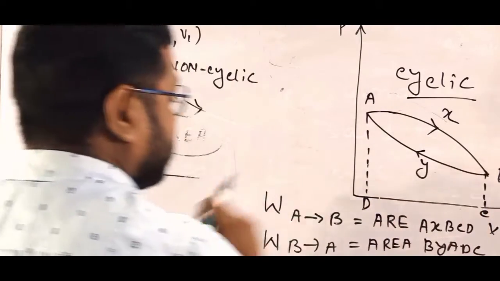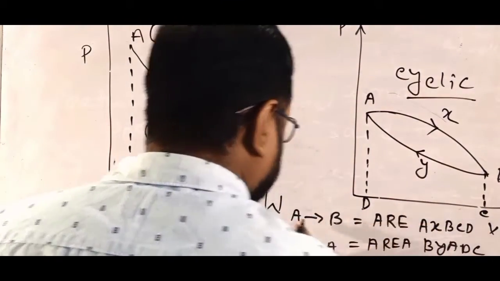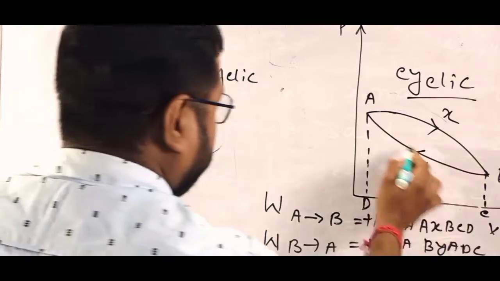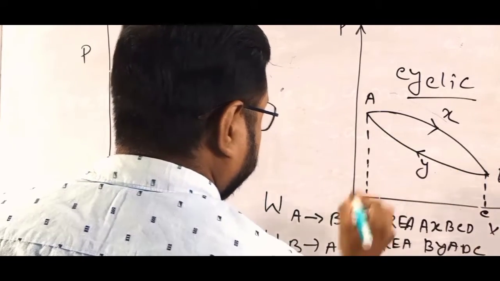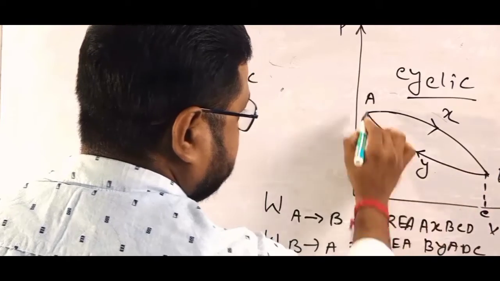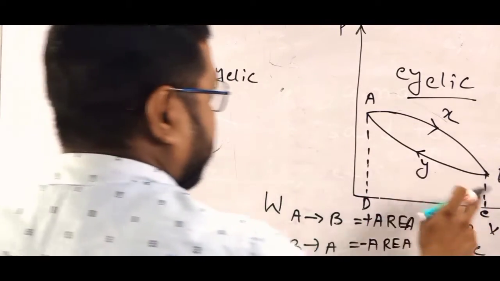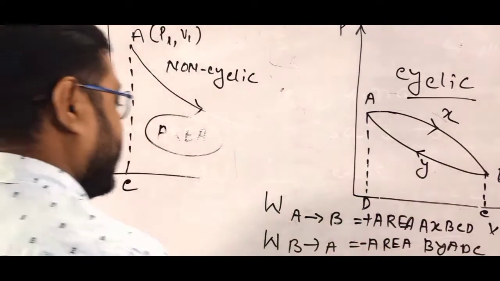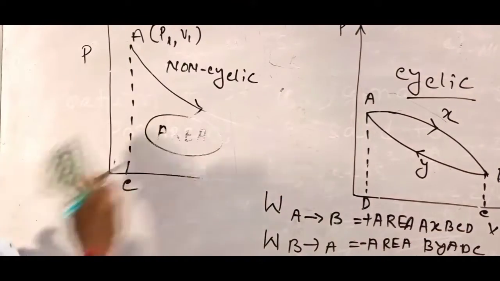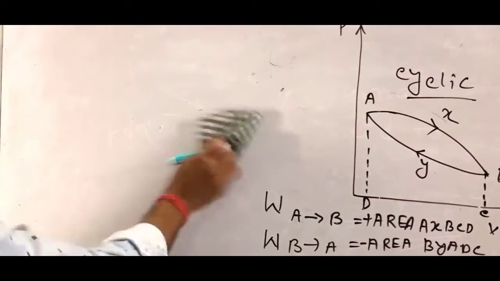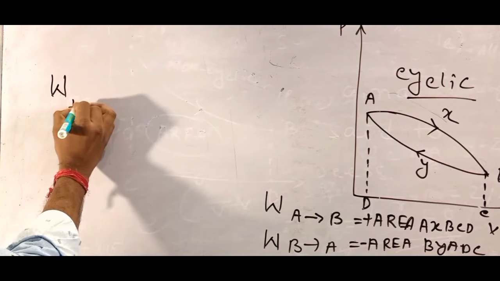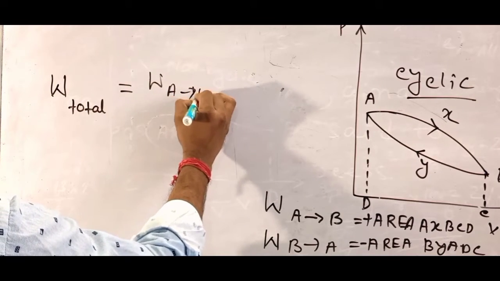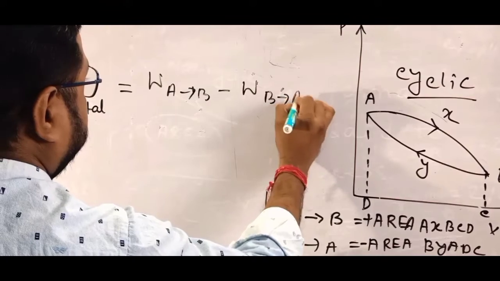Now the work done for clockwise is positive. So the work done for A to B is positive, but the work done for B to A is taken as counterclockwise, so this is negative. The work done AXBCD is positive, and the work done BYADC is negative. So the total work done for cyclic process is W A to B minus W B to A.